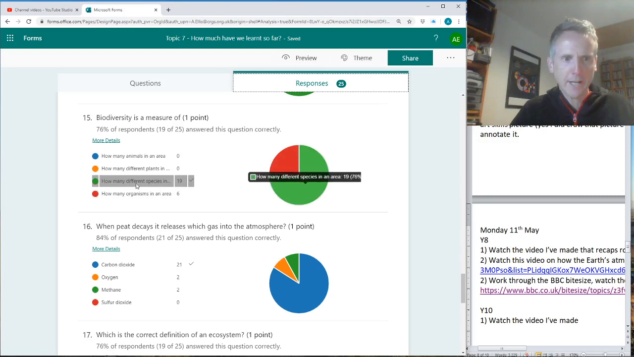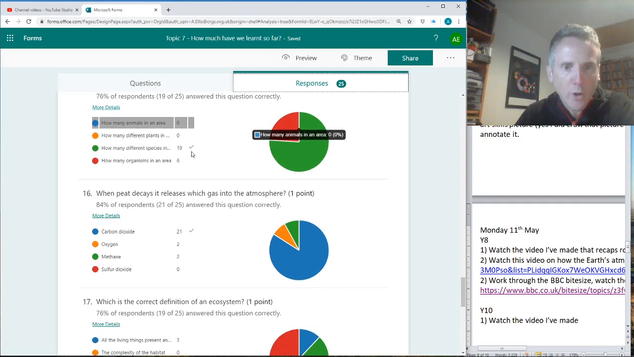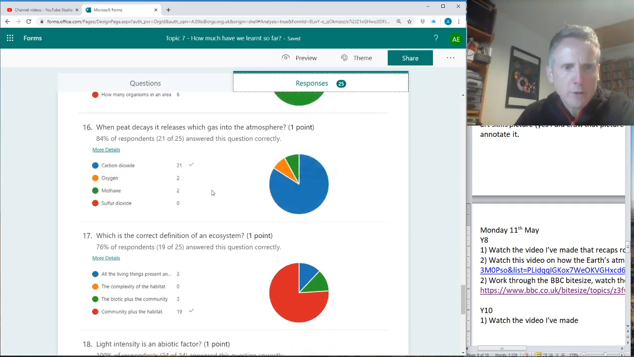Might be just me. Anyway, so it's how many different species in the area. So a tropical forest is really biodiverse because there's loads of different species everywhere. Go to a desert, there's a cactus and not a lot else. Or there's a little scorpion. Low biodiversity. Okay, and we're going to be doing more of this about biodiversity, so make sure we know the definition. 16, most of us got this right.